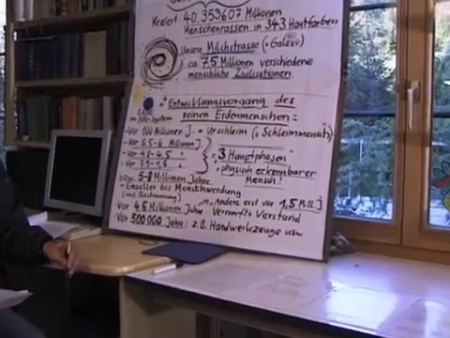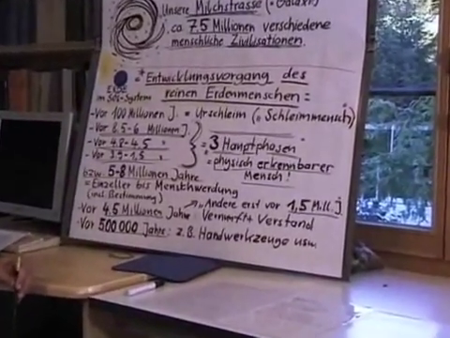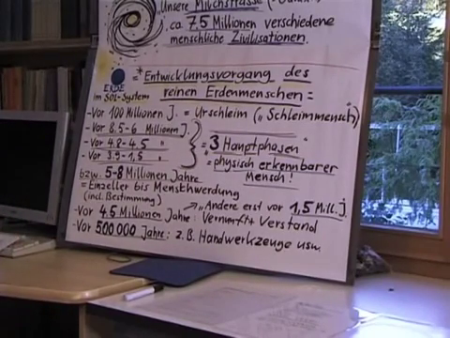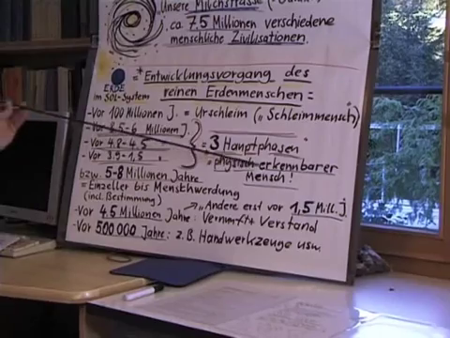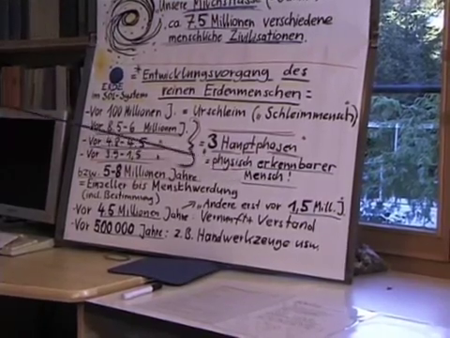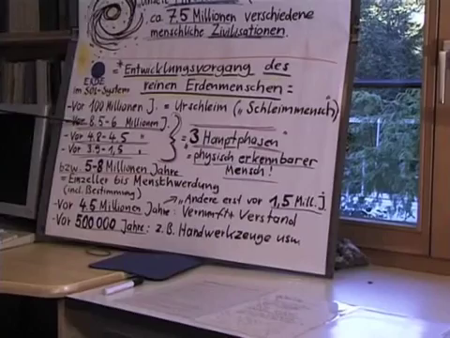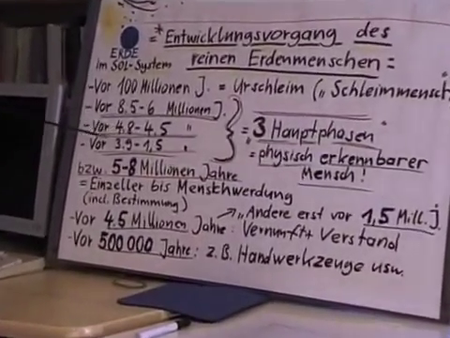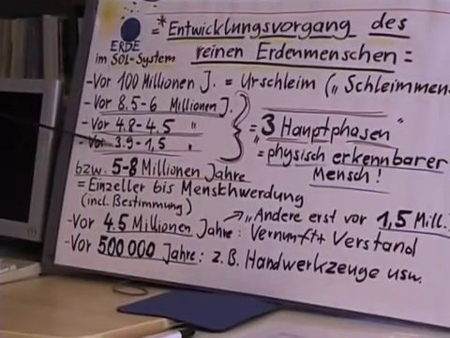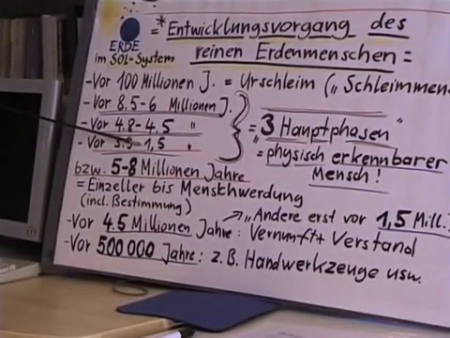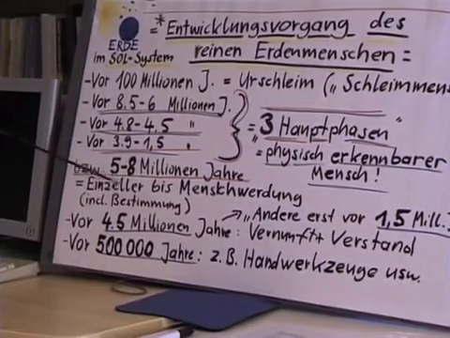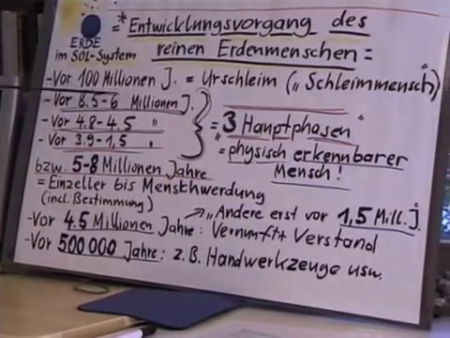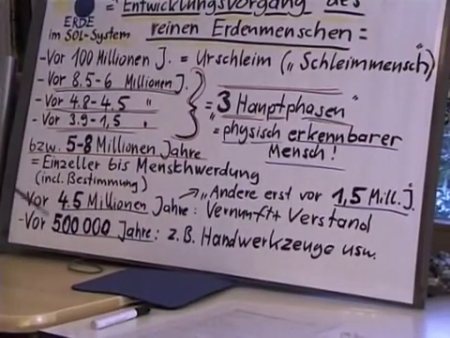The process of development of the pure Earth human, that is to say, his coming into being, can be classified into three principal phases when it concerns a physically recognizable human. As for example, 8.5 to 6 million years ago, 4.8 to 4.5, and 3.9 to 1.5 million years ago. Those are principal phases when we are talking about recognizable human beings, and one of those first phases died off.